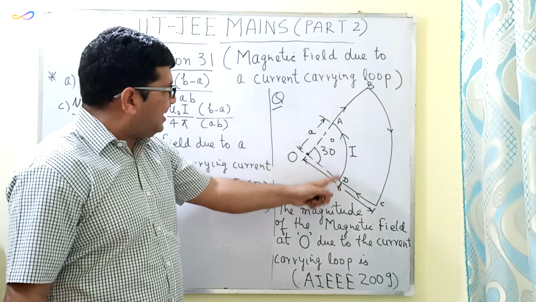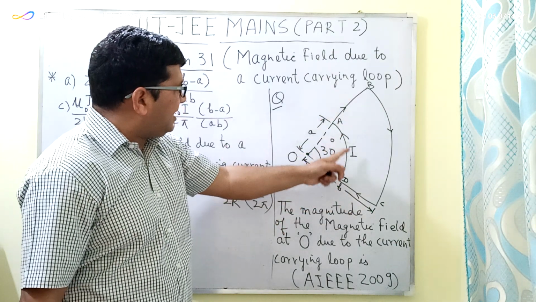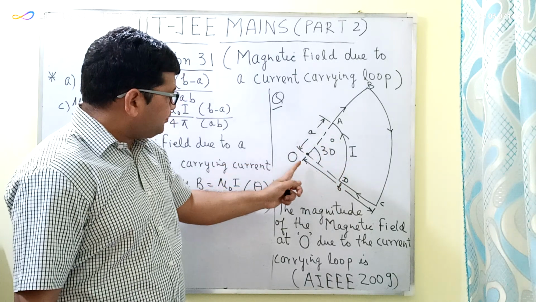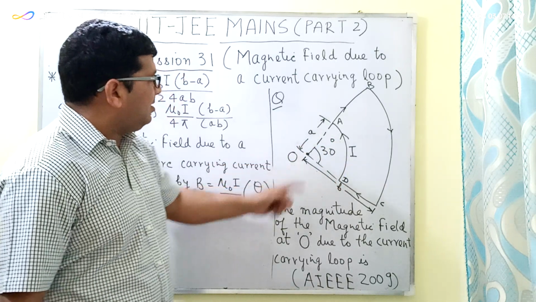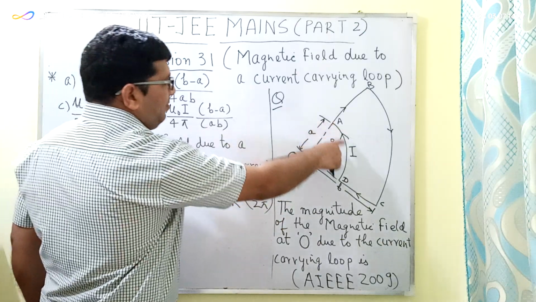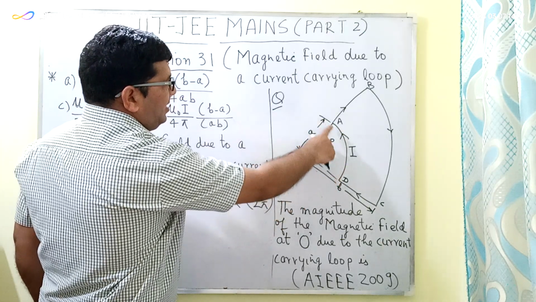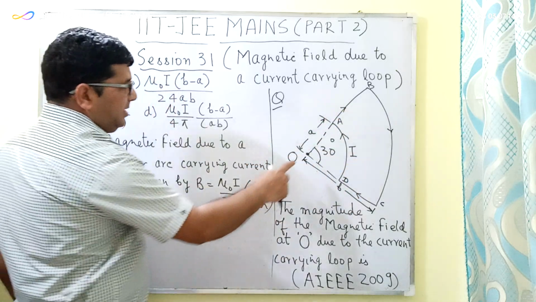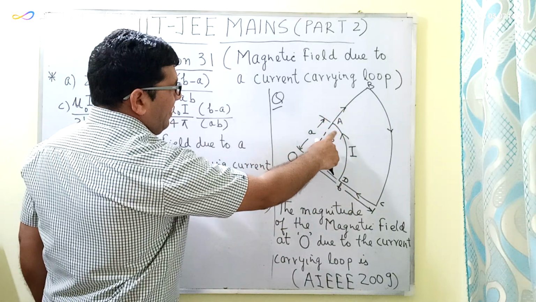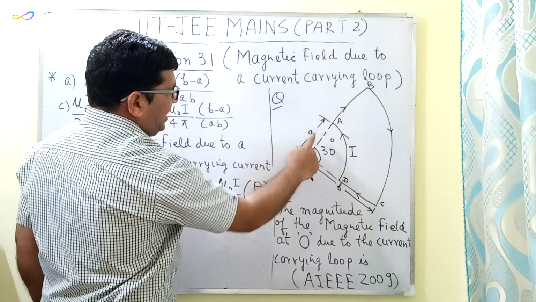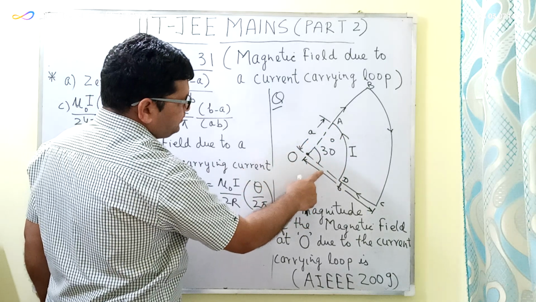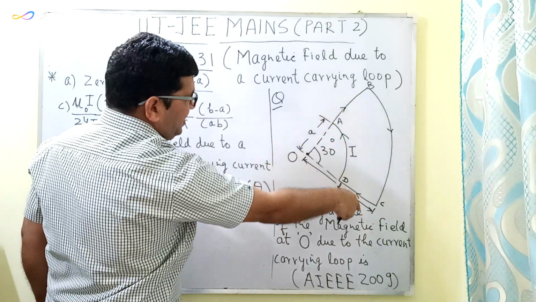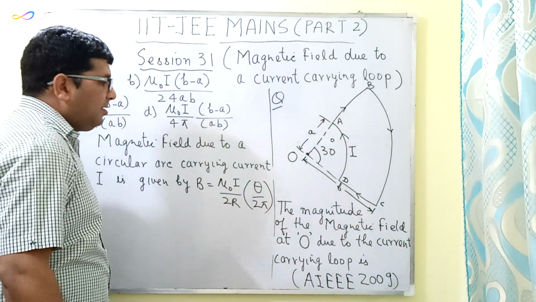So this is the current carrying loop. A, B, C, D is the current carrying loop in which the current I is flowing, and O is the common center of the circular arc AD and BC. The radius of the arc AD is A, and the radius of this arc BC is given as B.